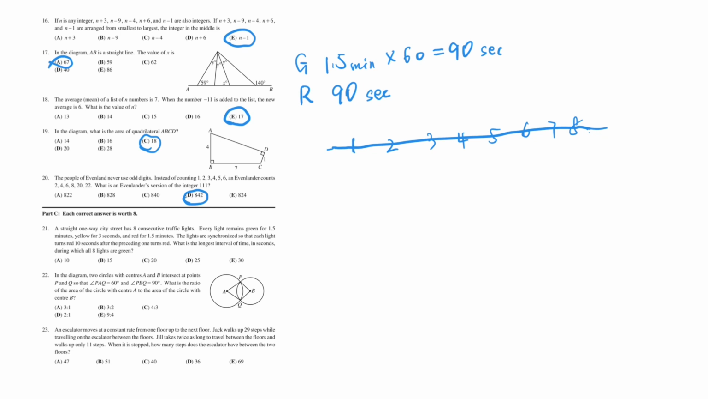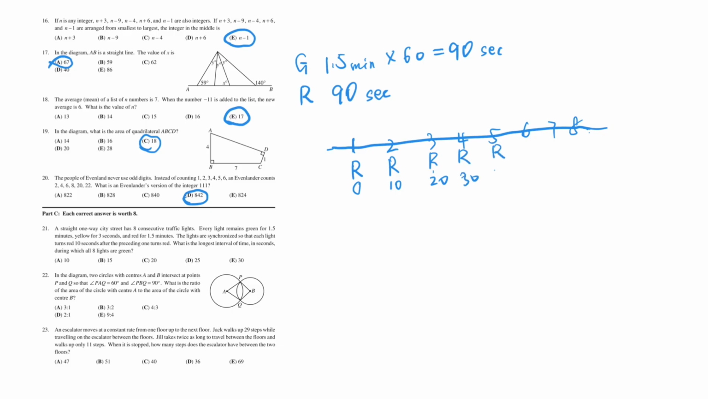So now the first light starts right at 0 seconds. The next, number 2, starts at 10 seconds. Number 3 starts at 20, 30.